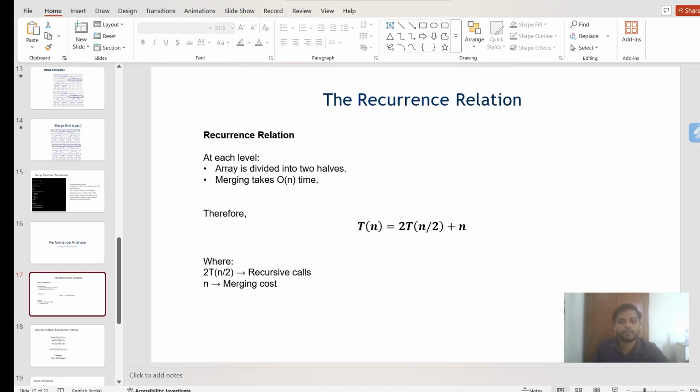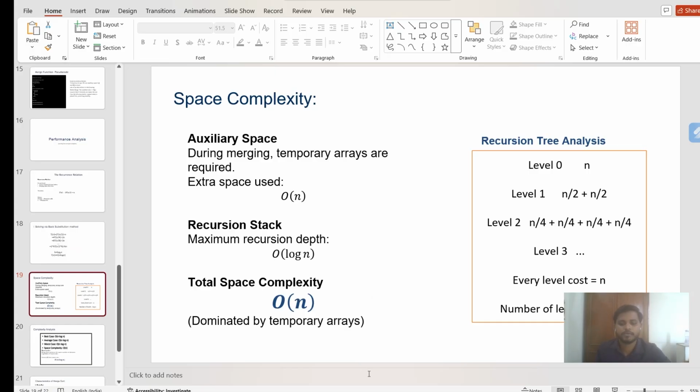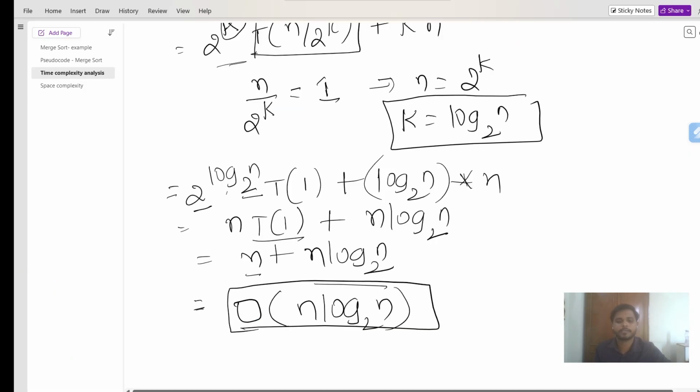Now, whatever I have discussed here is present in the slides. At each level, the array is divided into two halves. Merging takes big O of n time, and this is the recurrence relation. This is the back substitution method I just solved. Just have a look. The final time complexity would be big O of n log n. Now let us see the space complexity. How are we going to find out the space complexity?